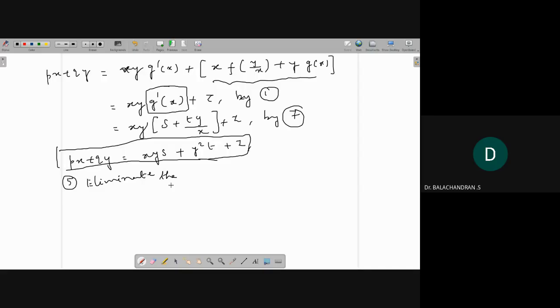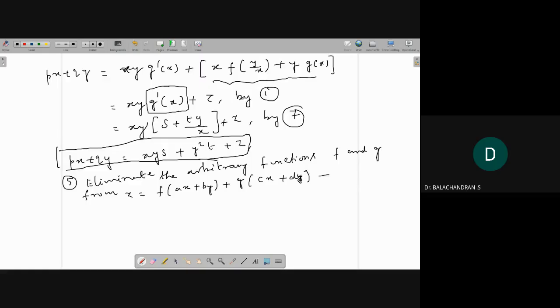Okay. So eliminate the arbitrary functions, because two functions here, arbitrary functions f and g, from z is equal to f of ax plus by plus g of cx plus dy. Okay. So let's take this as equation 1.